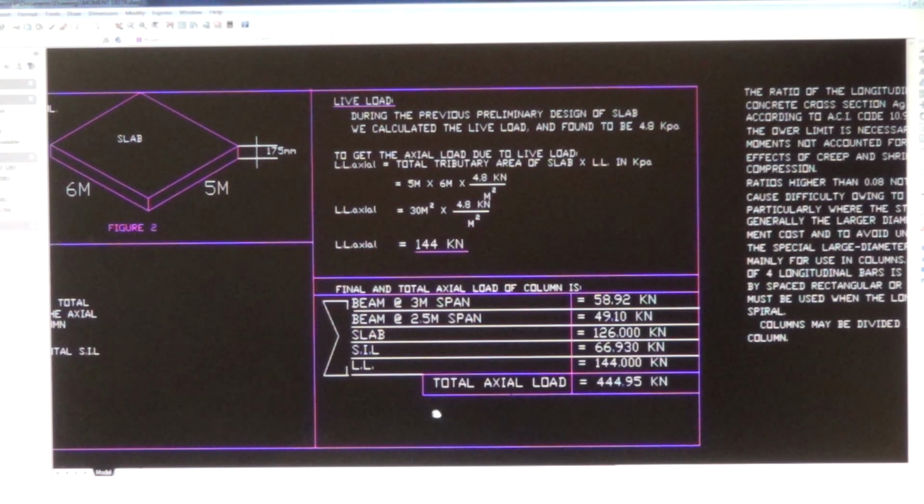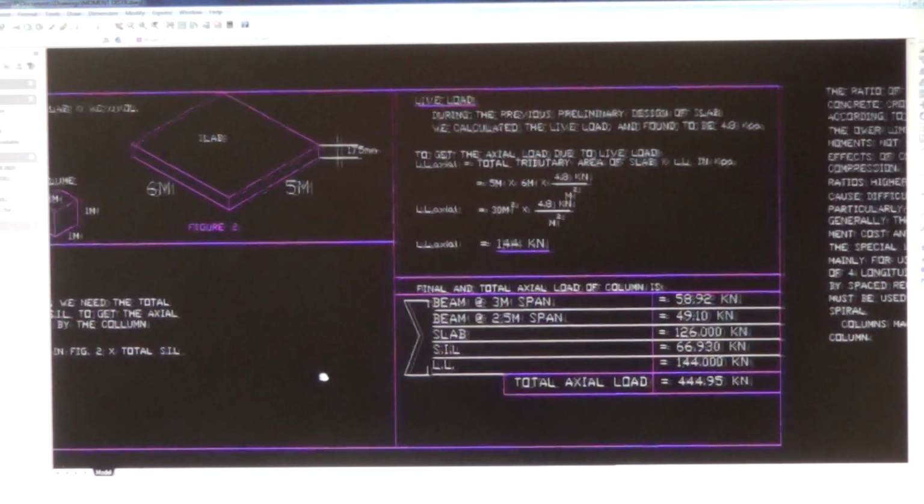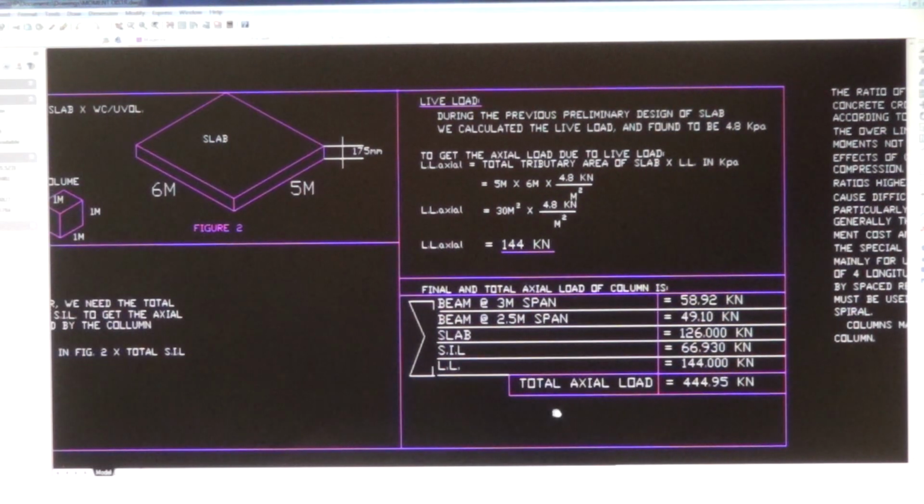And there we go, now we're ready to design the column. We have the final total axial load to be carried by the column, 444.95 kilonewton. Okay, this is the beauty of this.